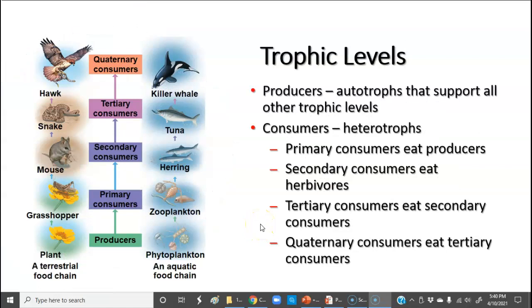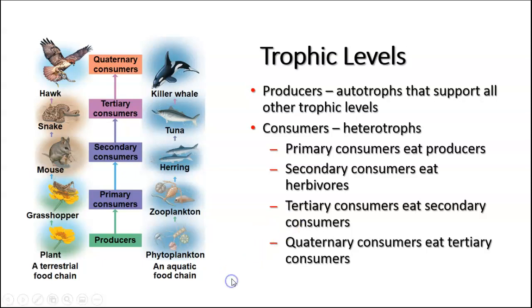So just for some examples of what we have here, producers are the autotrophs, of course, that are supporting everything else. In terrestrial food chains, ones on land, that's going to be plants. In the ocean, aquatic food chains are going to be things like phytoplankton and algae. And those are the producers on which the primary consumers eat, okay? In the terrestrial food chain, that might be a grasshopper or some other kind of insect or other kind of animal. In the ocean, that would be something like zooplankton, which eat the phytoplankton, sometimes small fish as well.